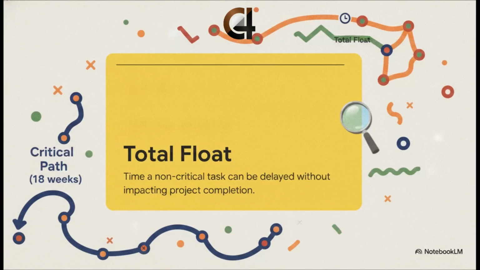Let me tell you, total float is a project manager's best friend. By definition, it's the amount of time a non-critical activity can be delayed without pushing back your final project completion date. Think about it. Every single task on your critical path, that entire 18-week route, has absolutely zero float. If one of those tasks slips by even a single day, the whole project slips. But the tasks on the shorter path, well, that's exactly where you find your flexibility.